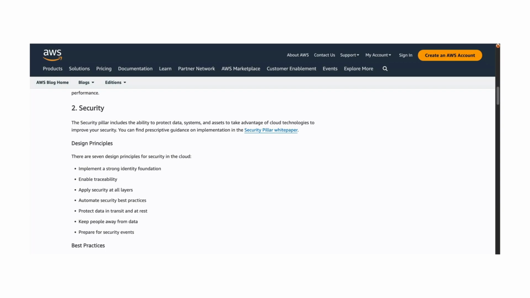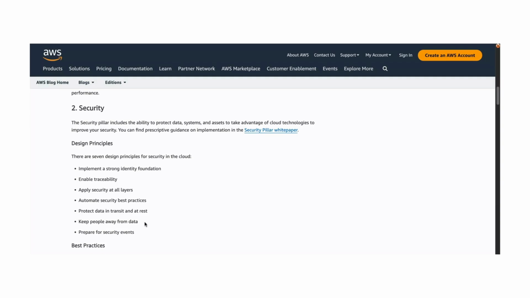Next, automate security best practices. For this, use AWS Config rules and AWS Lambda to automate compliance checks and enforce security best practices. Up next, protect data in transit and at rest, which means that we should encrypt data using the Key Management Service, KMS, for encryption at rest, and enforce the use of HTTPS with Amazon CloudFront for encryption in transit.